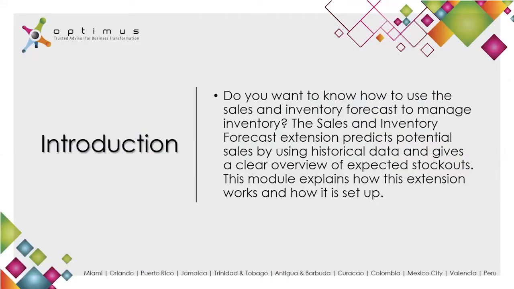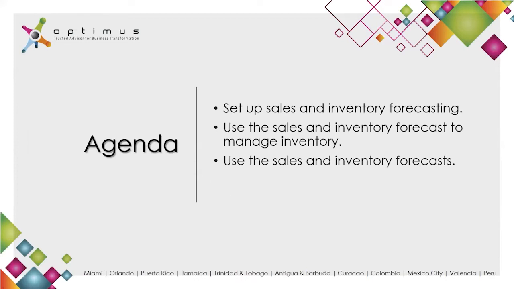So we have a forecast that is going to analyze our item history for a company. This is what we call an extension. What it does is predict potential sales by using historical data and gives a clear overview of expected stockouts. And this model explains how this extension works and how it is set up. Because what we want is not the technical part, but the functional, and just review what we have behind the scenes in order to actually connect it and make it functional for you.